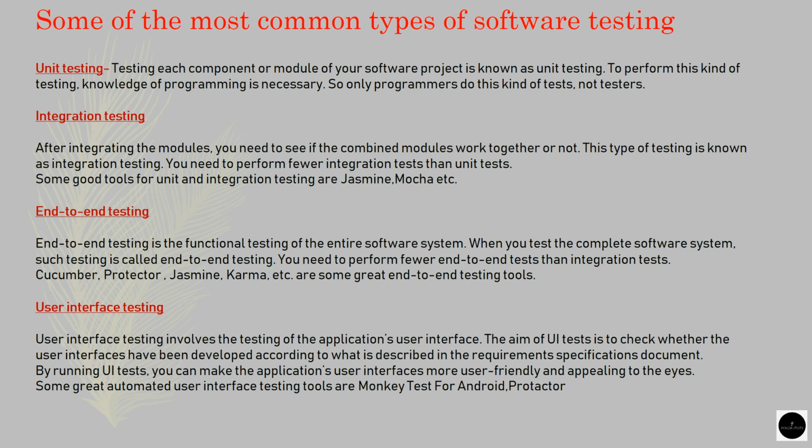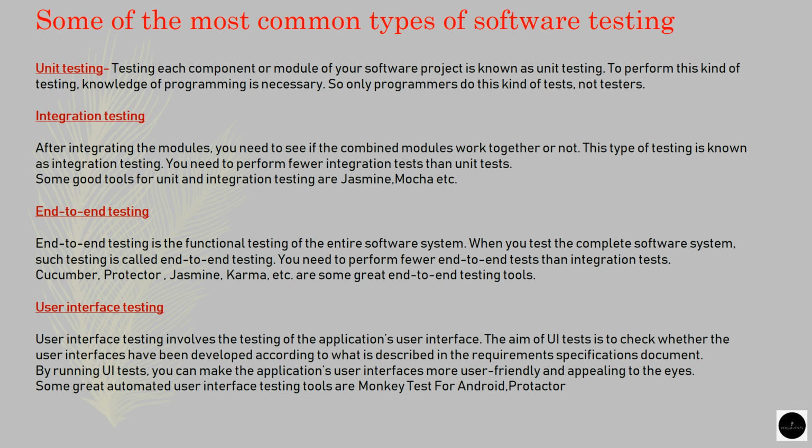Unit testing. Testing each component or module of your software project is known as unit testing. To perform this kind of testing, knowledge of programming is necessary. So only programmers do this kind of test, not testers. Integration testing. After integrating the modules, you need to see if the combined modules work together or not. This type of testing is known as integration testing. You need to perform fewer integration tests than unit tests. Some good tools for unit and integration testing are Jasmine, Mocha, etc.